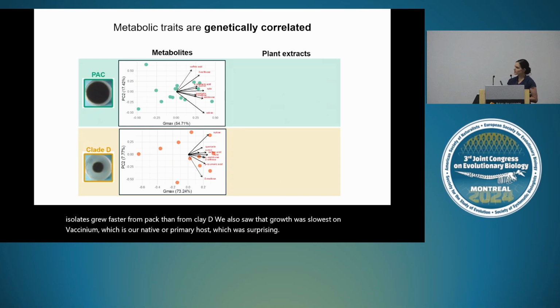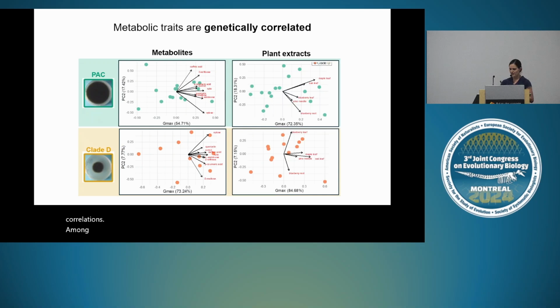We found that all of our metabolic traits were generally positively correlated, so I'm showing you this just briefly in principal component space for the 2 different lineages in the metabolite experiment. It's a little hard to see on these graphs, but the first principal component explains the vast majority of variation among our isolates, and all of our metabolite traits load positively onto that principal component, indicating positive correlations among them. And we see a qualitatively similar pattern for our plant extract experiment as well.